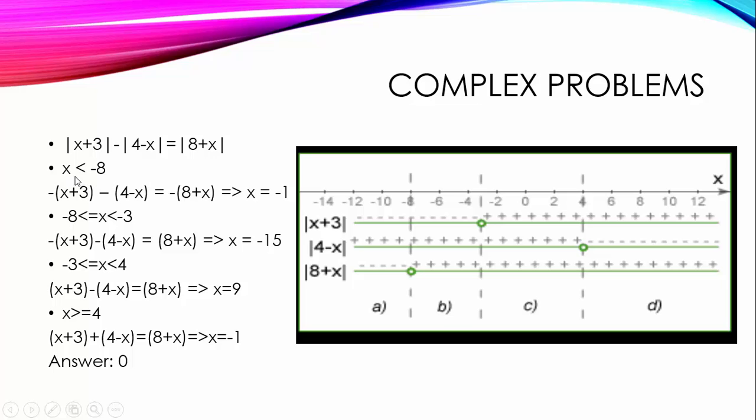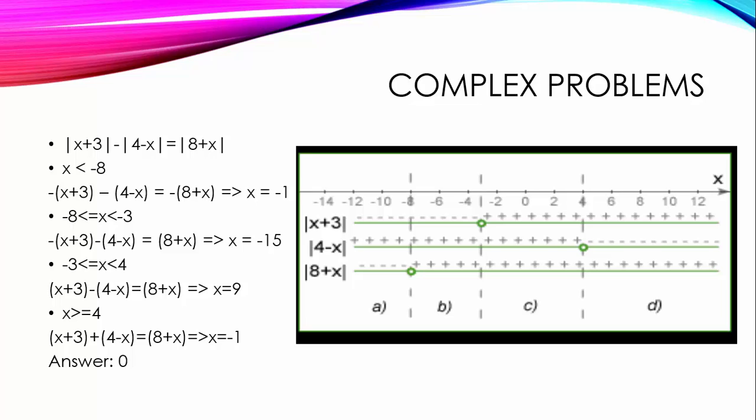One is x less than minus 8. Solving this, we would get x is equal to minus 1. The next condition is minus 8 less than or equal to x less than minus 3. Solving this, we would get x is equal to minus 15. The next condition is minus 3 less than or equal to x less than 4. Solving this, we would get x is equal to 9. The next condition is x greater than or equal to 4.